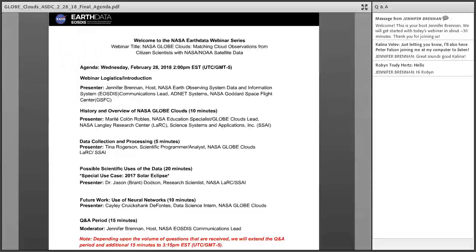Our third speaker today, Dr. Brant Dodson, is a research scientist on the Globe Clouds team. He will then lead in with a discussion about the possible scientific uses of the data. And then finally, our last speaker today is Kaylee Dantas, who is a data science intern on the team. She'll present some information about the future direction for this project with the use of neural networks. With that, it is my pleasure to introduce today's first speaker, Marilei Colon-Robles.